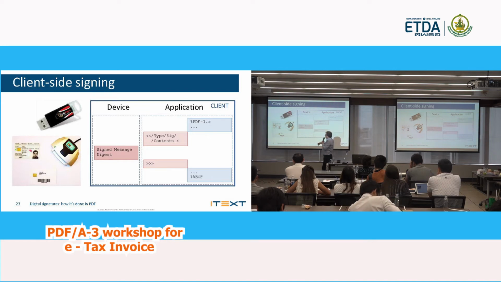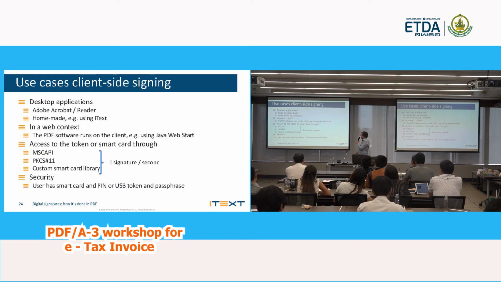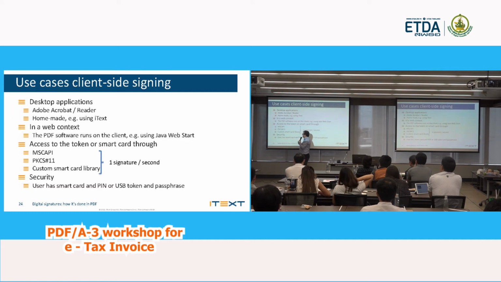Client-side signing: this is a picture of my eID. This is my identity card. So the signing happens on this chip, or you have a SafeNet USB dongle, and then the signing happens on a small smart card inside that dongle, and you have the application on the client side with the signing happening on the device. Use cases are like in Acrobat, you can sign, or homemade applications using iText. In a web context, the PDF software runs on the client, so nothing happens on the server. Java Web Start could be a way, a Java Web Start application to sign. Access to the token or smart card can be done through the Microsoft cryptography API. So in that case, you hand over the responsibility for signing to your operating system.